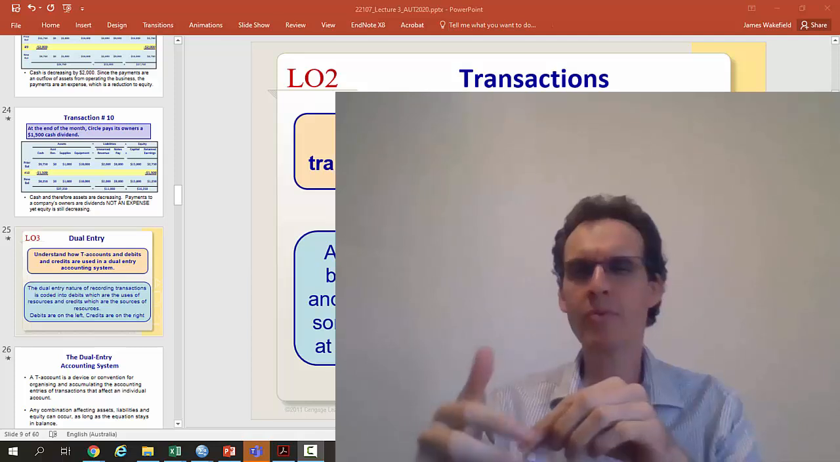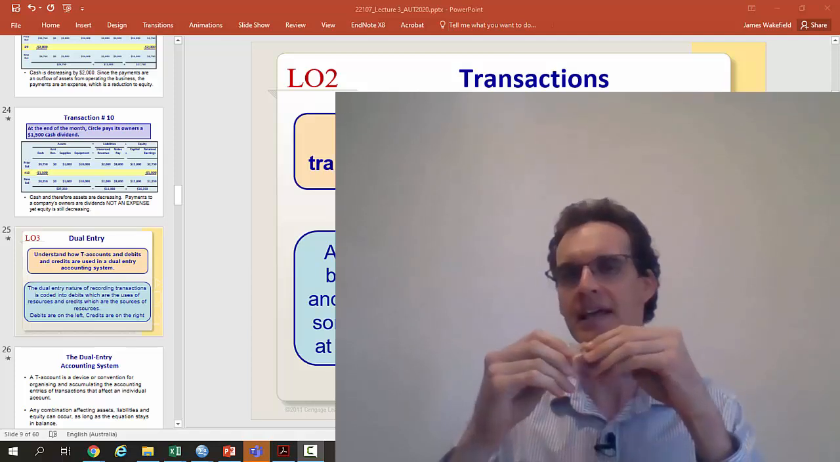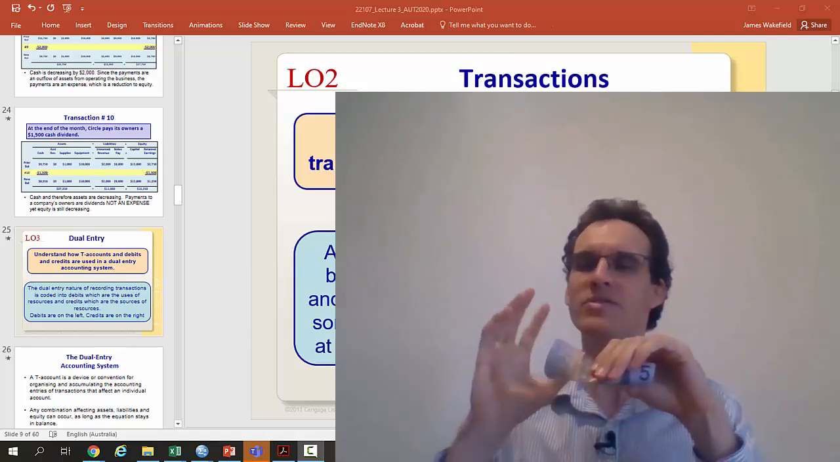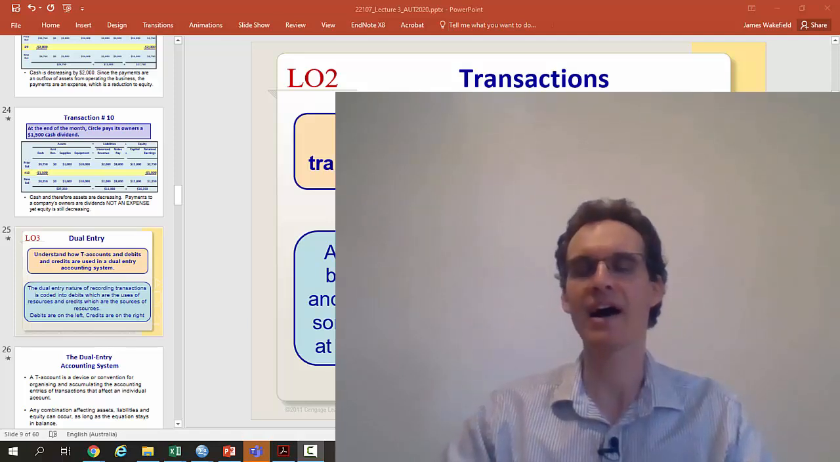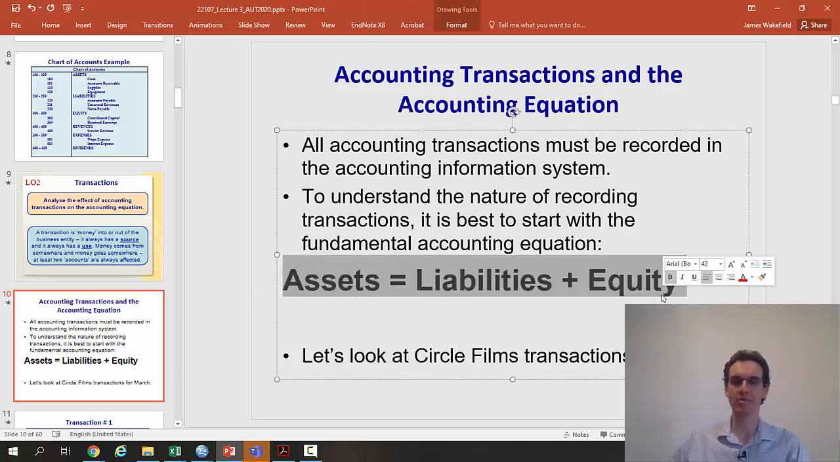So whenever we account for anything, we're interested in what the source is and what the use is. And so for every single transaction, there are at least 2 different accounts that are affected as a result. And why we always affect at least 2 accounts will become very clear shortly. So all accounting transactions must be recorded in the accounting information system so that we capture all the information about business performance and position. And the easiest way to understand how to record transactions is to refer back to the accounting equation, which is assets equal liabilities plus equity.